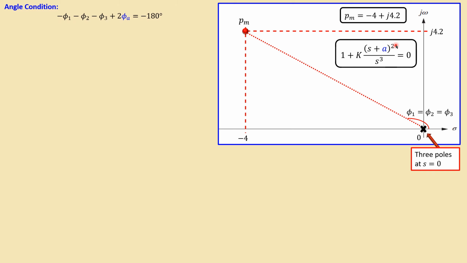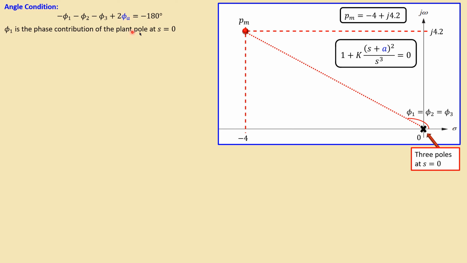In this case, of course, we have also the location of the zero. We don't know yet where it is. So let's first calculate that and then make a good estimate for the sketch. This is then the angle condition. We can see here minus phi 1, minus phi 2, minus phi 3, because the poles have negative phase contribution and the zeros have positive phase contribution. Since we have 2 zeros, again, we have plus 2 times phi a, which will be equal to minus 180 degrees.